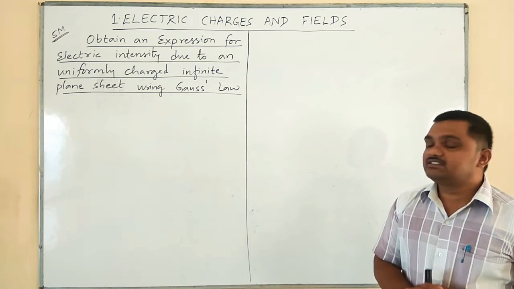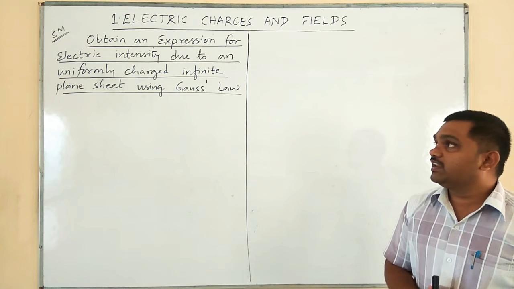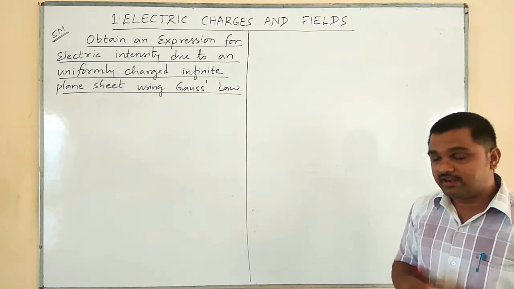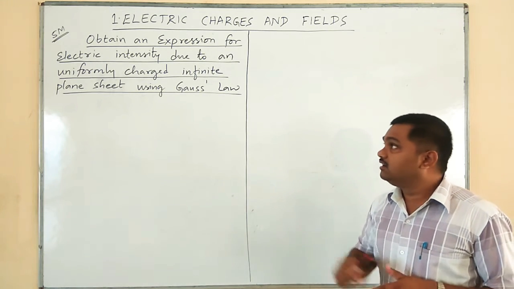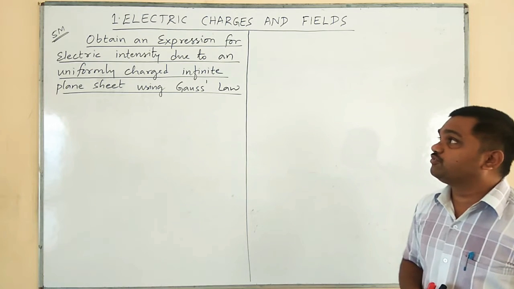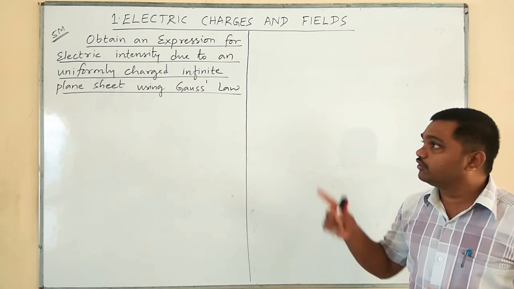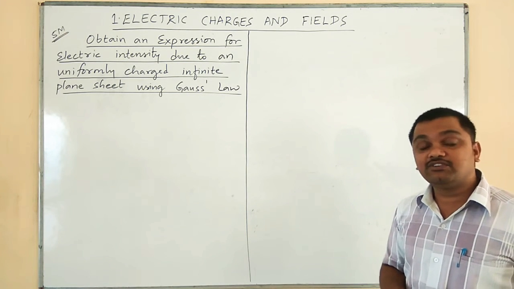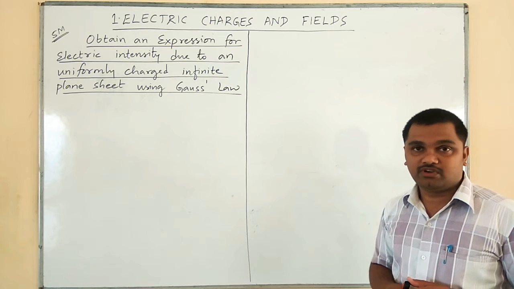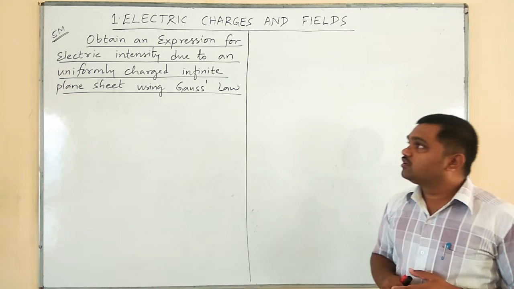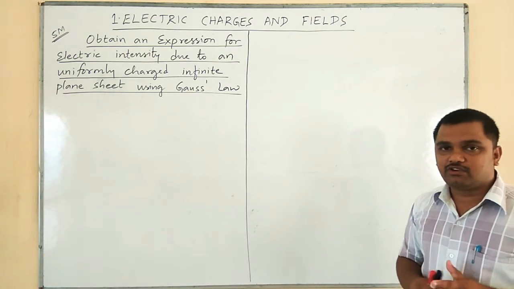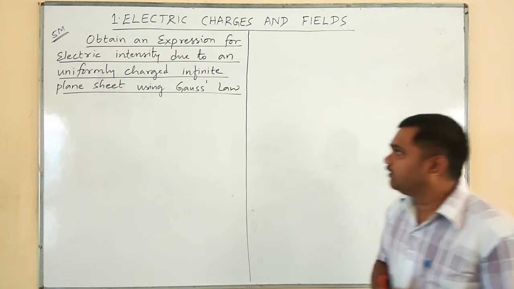So in this class, let us discuss the final derivation of this chapter and also the final application, the third application of Gauss law, that is expression for electric intensity at a point due to a uniformly charged infinite plane sheet. Okay, so it is also an important 5-mark derivation. So with this derivation, your first chapter will end.